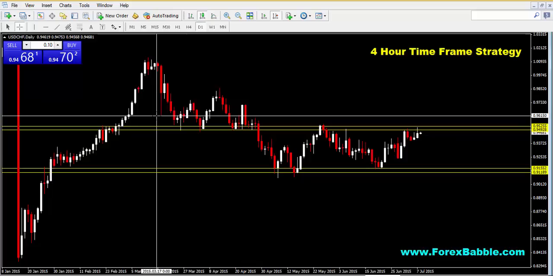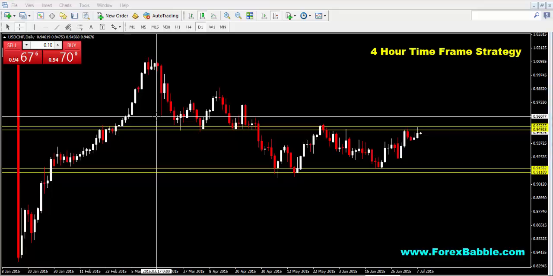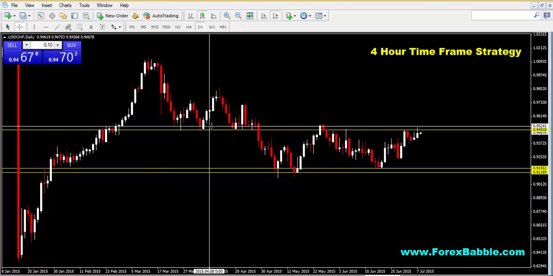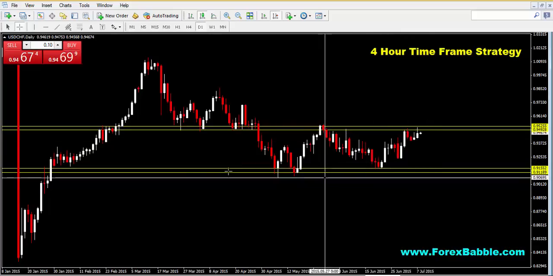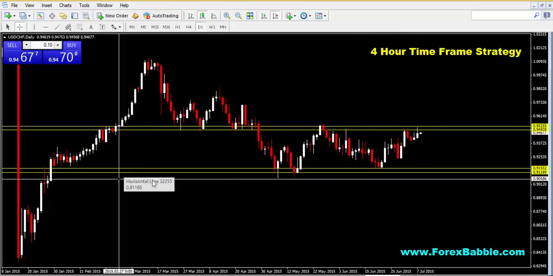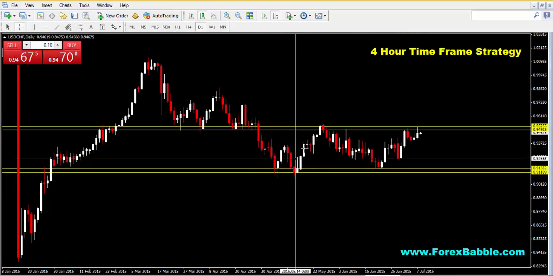The best charts to place your support and resistance on, I like to do it on my 4-hour at the minimum, but my daily and my weekly charts have very strong support and resistance areas. So with that being said, I have a resistance area and a support area, and you'll notice that these areas have been respected.